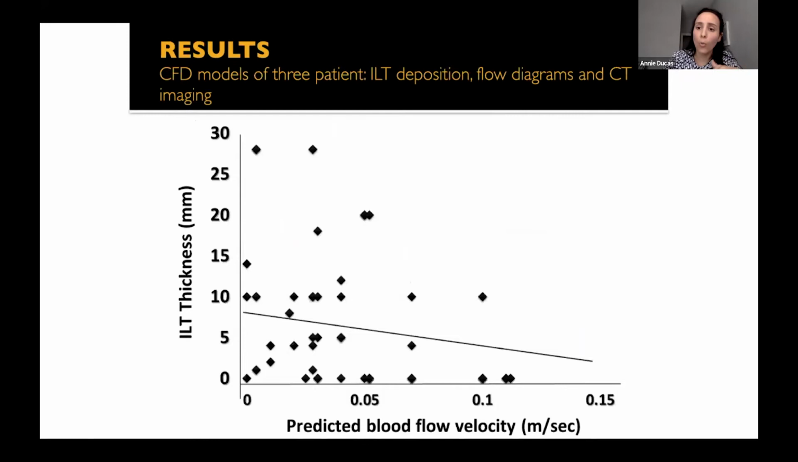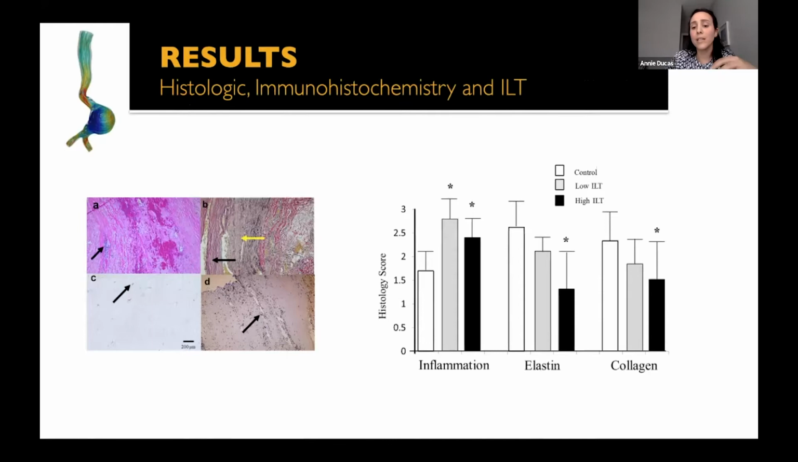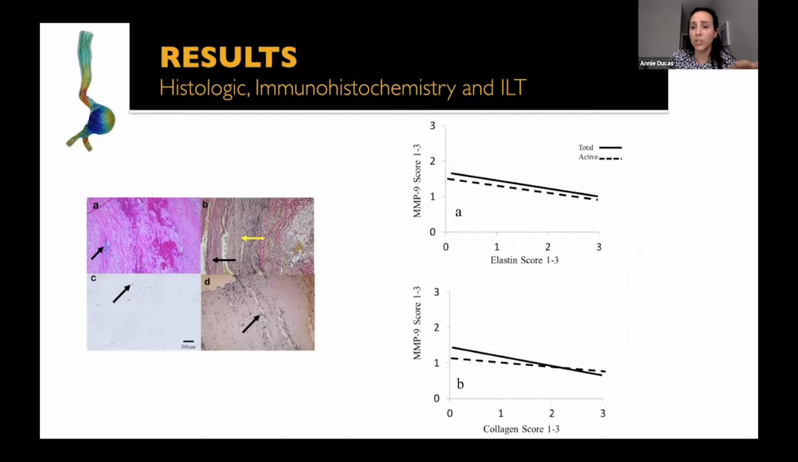This was statistically significant. We then looked at thrombus, MMP9, inflammation, as well as collagen and elastin in the tissue. What we found is that as compared to controls, there was decreased collagen and elastin in areas of high thrombus and increased inflammation. When we looked at MMP9 total and active, we found that in areas of high MMP9, there was less collagen and less elastin. This was statistically significant in both cases.